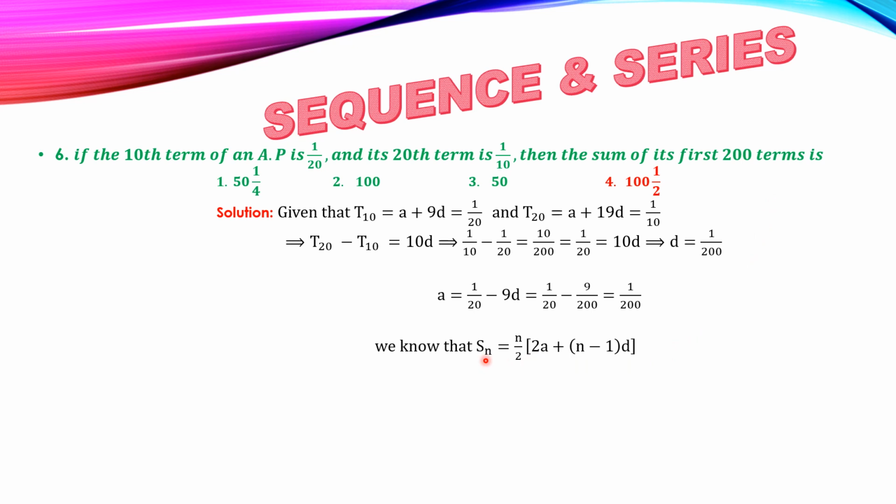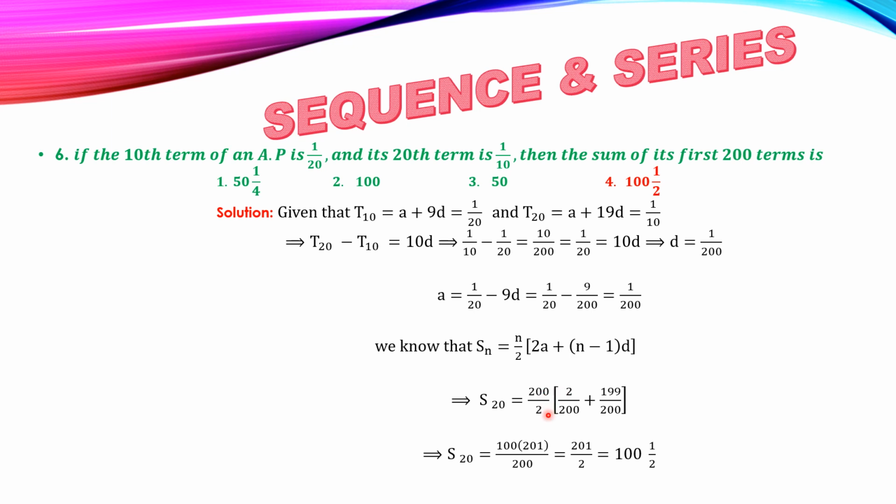So using the formula, the sum of n terms in an AP is n by 2 into (2a plus (n minus 1) into d). Here substitute the values of a and d in this formula. Then S200 equals 200 by 2, into 2 into a, that is 2 by 200, plus 200 minus 1, that is 199, d means 1 by 200, so 199 by 200. Now it can be simplified.